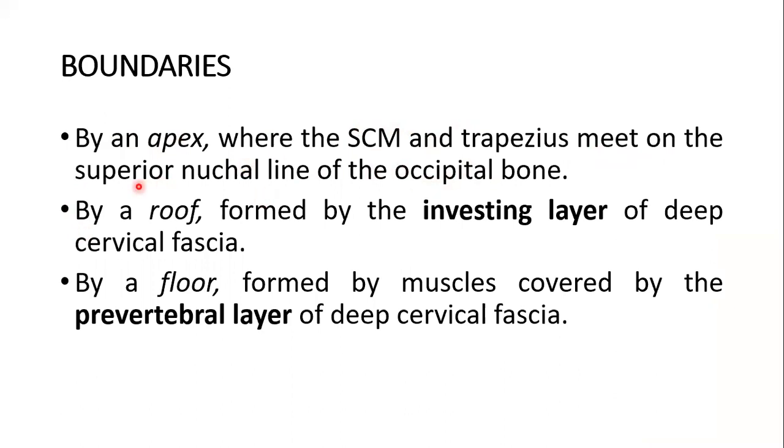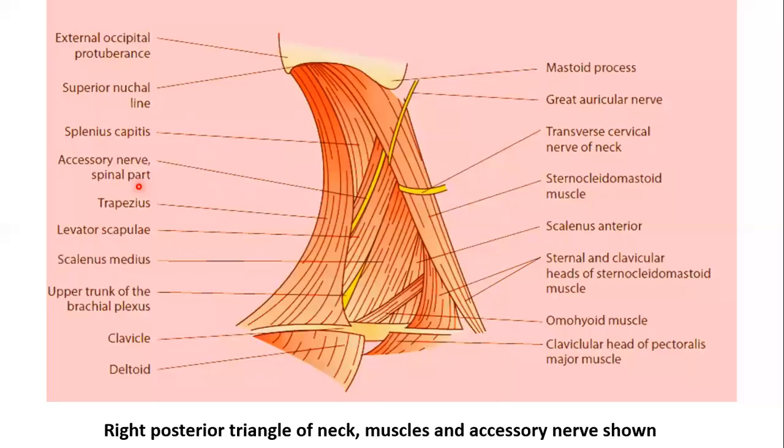So this posterior triangle does have a roof, which is formed by the investing layer of the deep cervical fascia, the fascia colli, and there is a floor, which is formed by the muscles covered by the prevertebral layer of the deep cervical fascia. We already had, in the previous lecture, the study of this fascia colli with the 6 layers, mentioning in detail the investing layer as well as the pretracheal layer. So you can see these muscles forming the floor of this posterior triangle.